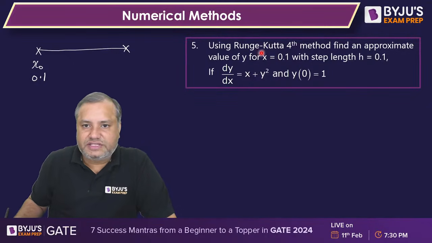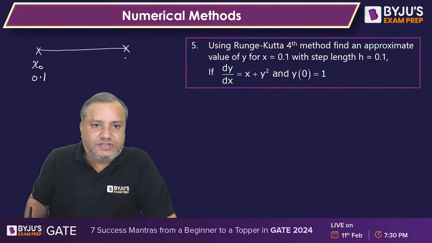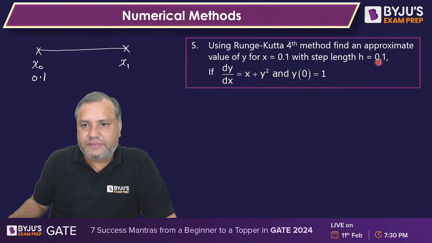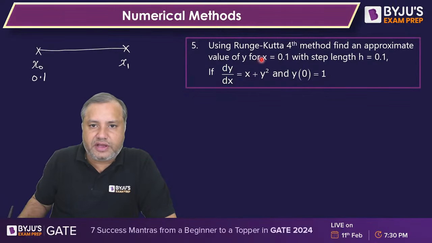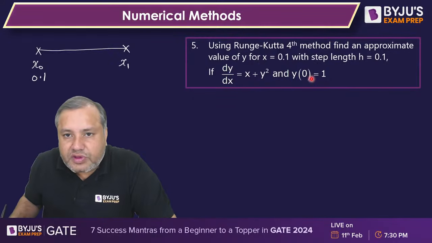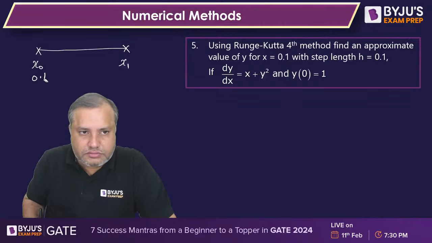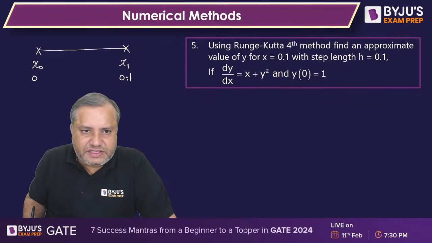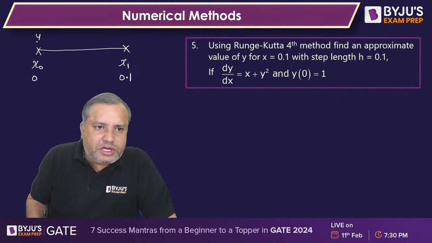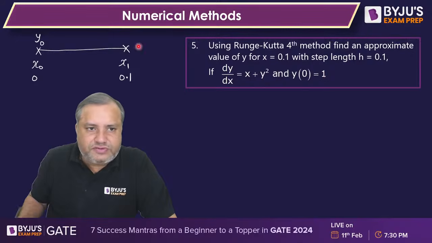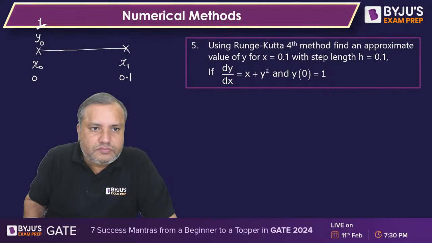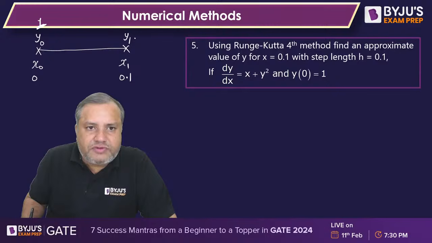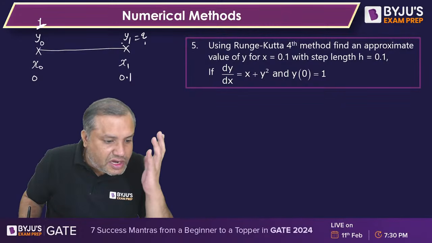X naught is given as 0.1. X1 will be obtained after adding the step size, which is given as 0.1. X naught is 0 here, and after adding the 0.1 step size, we reach x1. Corresponding to x naught, we have y naught, whose value is 1. Then corresponding to x1, we have y1, and its value needs to be determined using the Runge-Kutta method.